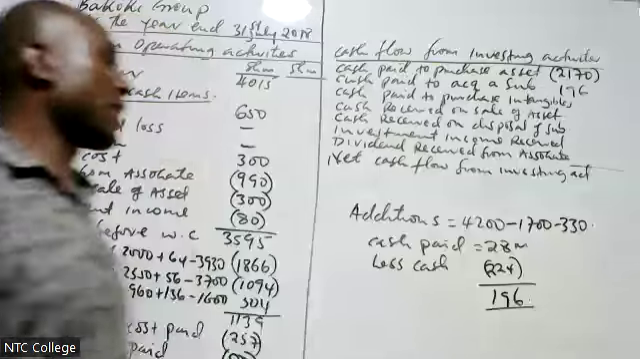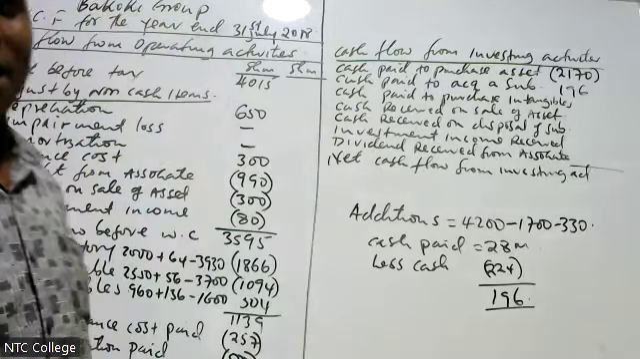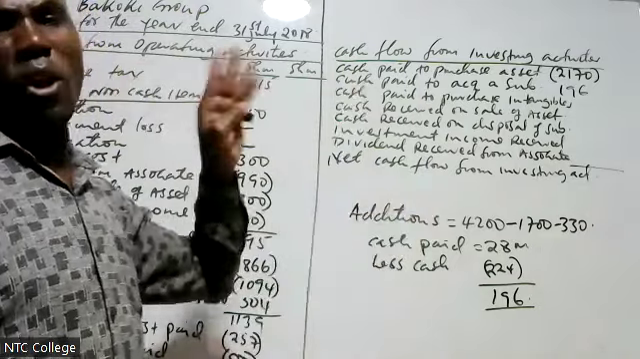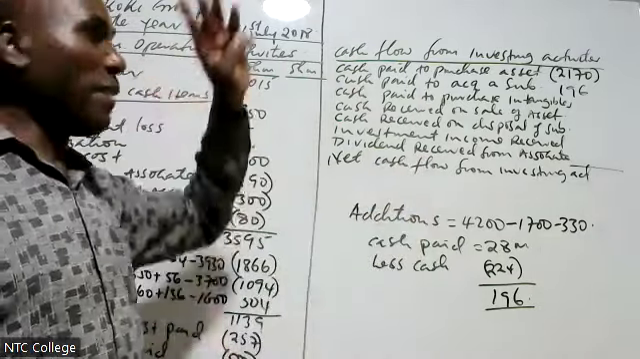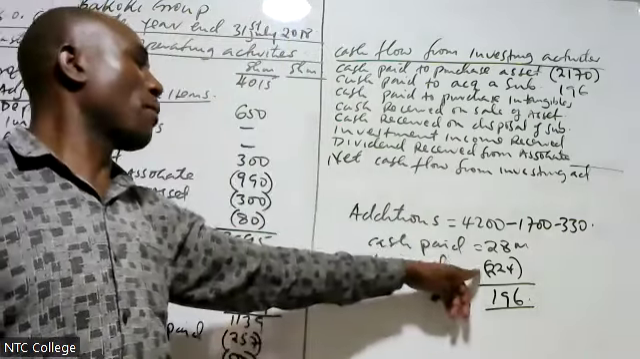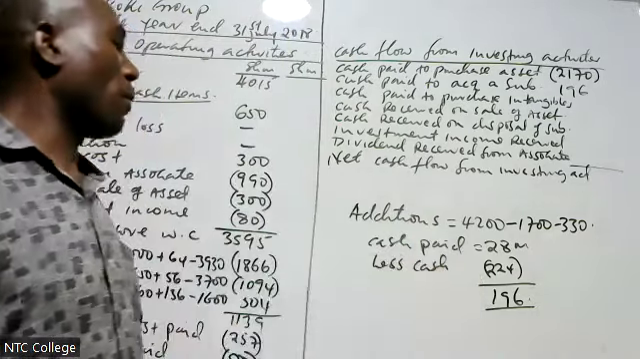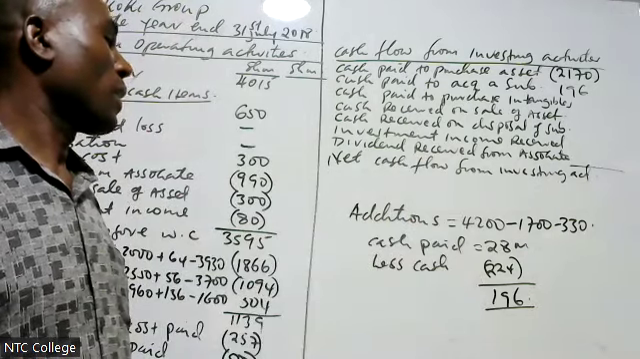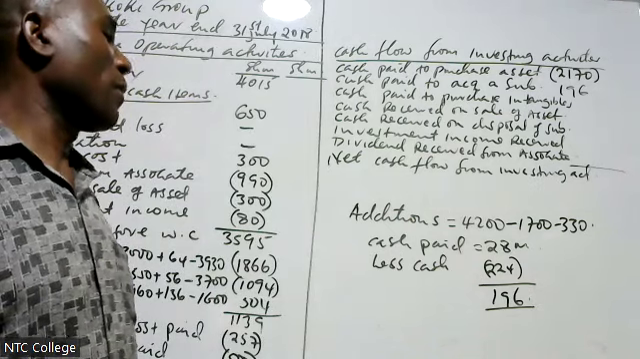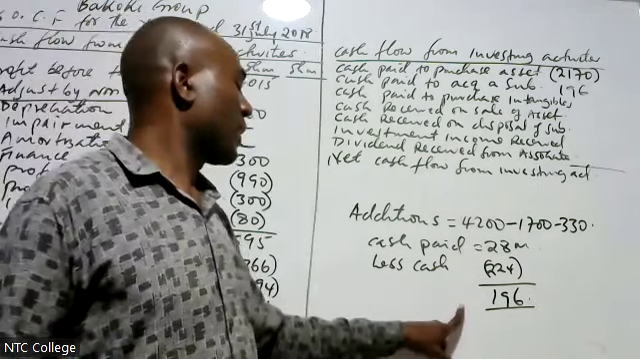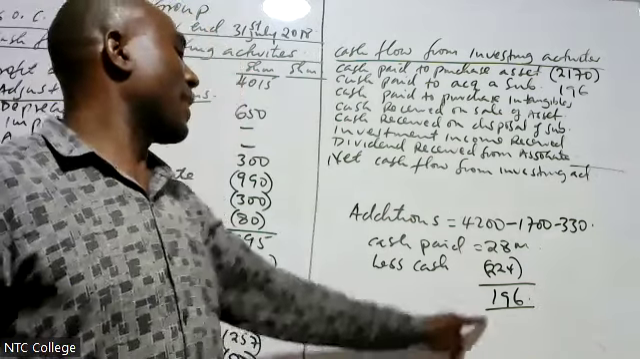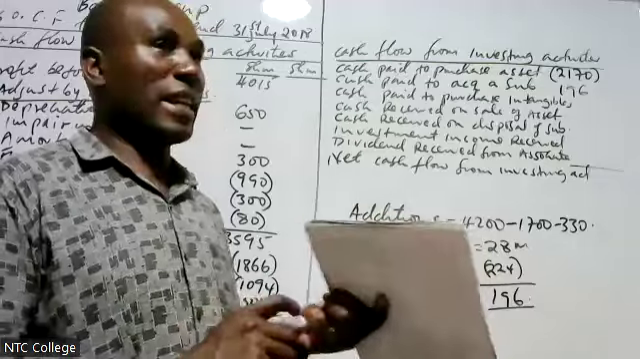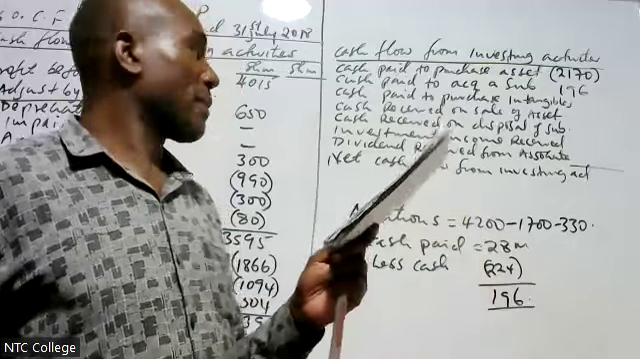It is not an outflow because we received cash of 224, even though we paid 28. Even though I paid 28, I received more. I received 224. Therefore, the net cash that I'm remaining with is 196.